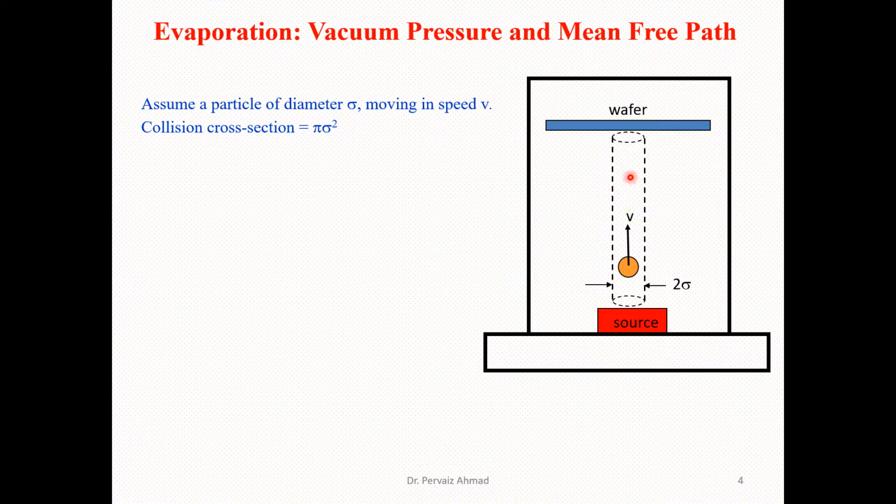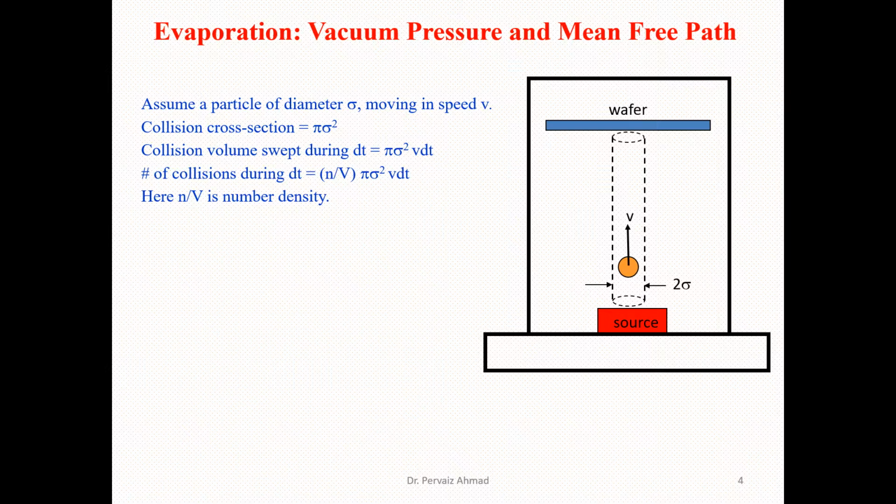So we assume the particles have a diameter, which we call sigma, moving with the speed v, and it has a collision cross section equal to pi sigma square. So the collision volume swept during a small amount of time dt is equal to pi sigma square v dt. So the number of collisions during dt is equal to n over v times pi sigma square v dt.